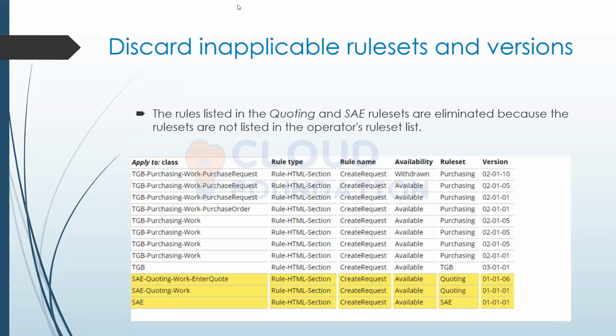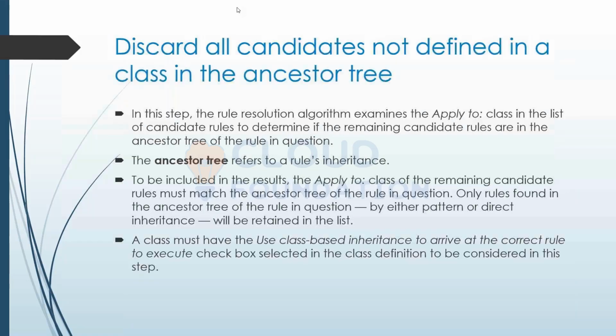Then what happens is, this time we discard the candidates that are not part of the ancestor tree, which means if your rule candidate is not a part of the ancestral hierarchy, you can remove it from the rule candidates. Here comes your inheritance concept. The rules that are part of your pattern or direct inheritance will be allowed, whereas the rest of those will be discarded. How is that going to happen?